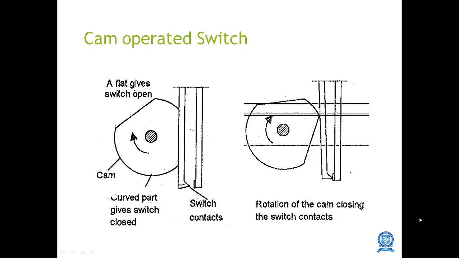In a cam operated switch, a flat part gives the switch open. When the curved part gives the switch closed, the switch makes contact, and the rotation of the cam when closing is shown in the second diagram.